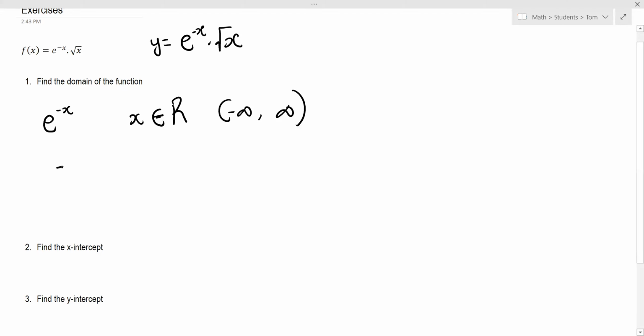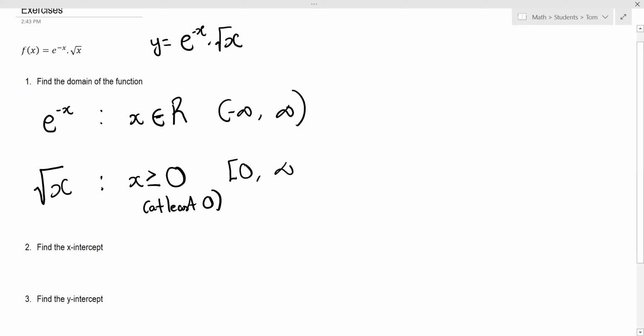But then for a square root function, the domain will be x is greater than or equal to 0, because we cannot have a negative number as x. X can be 0 upwards, or we can say at least 0. So we use bracket notation. We have something like this: 0, infinity, meaning that 0 is included.